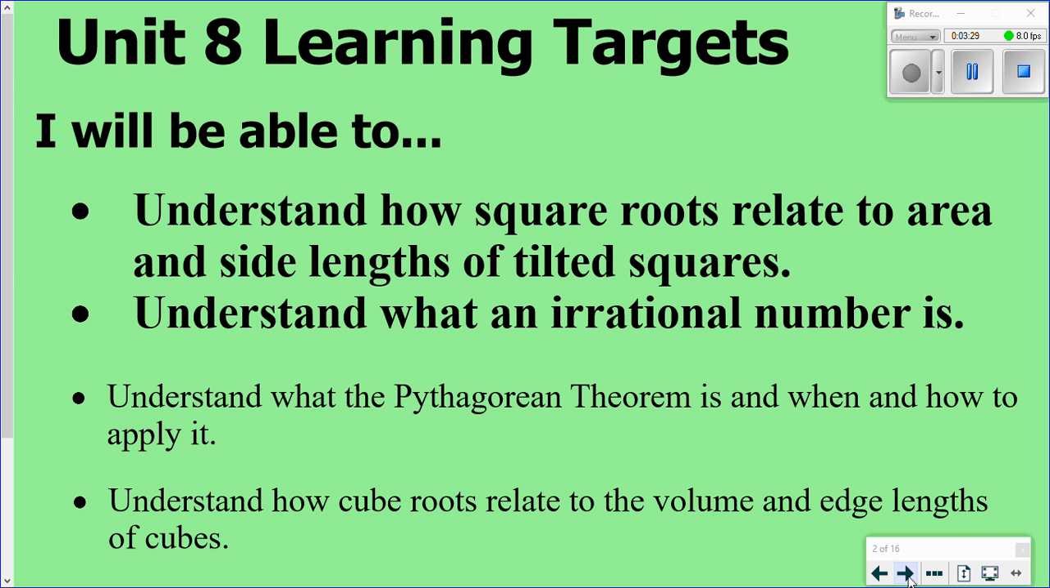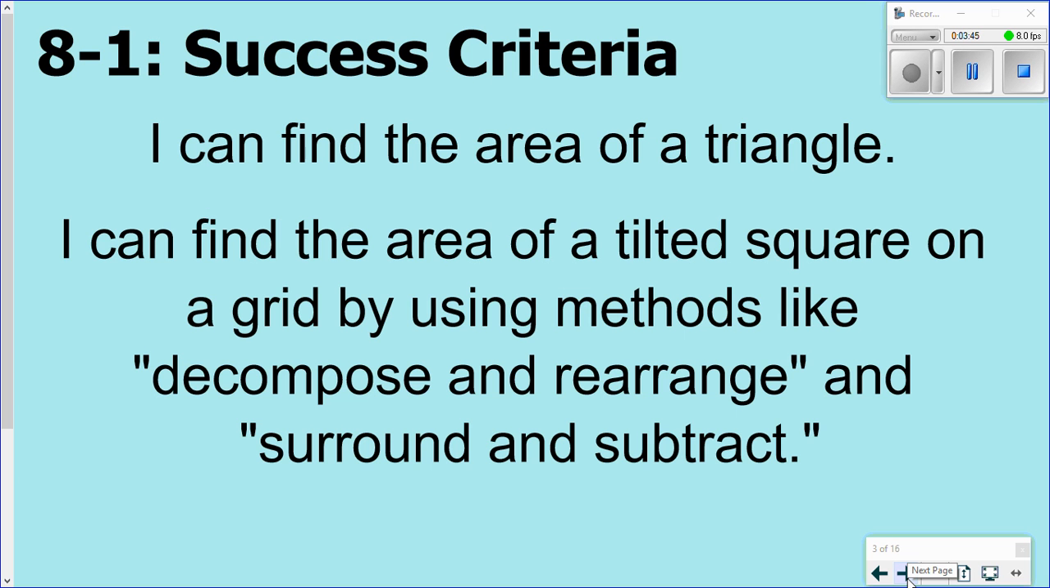Our first learning target for Unit 8 is to be able to understand how square roots relate to area and side lengths of tilted squares, and understand what an irrational number is. So we'll get more into that irrational piece coming up in the next few days.